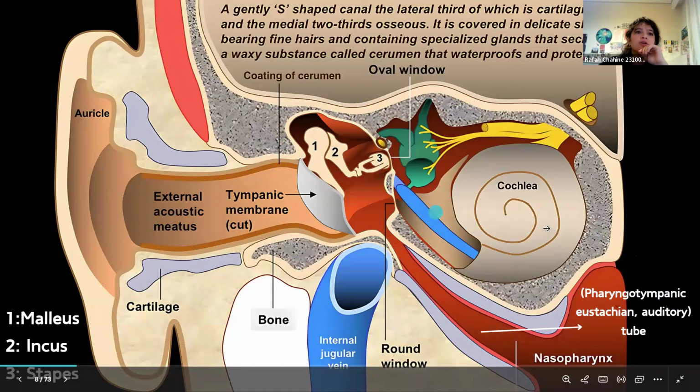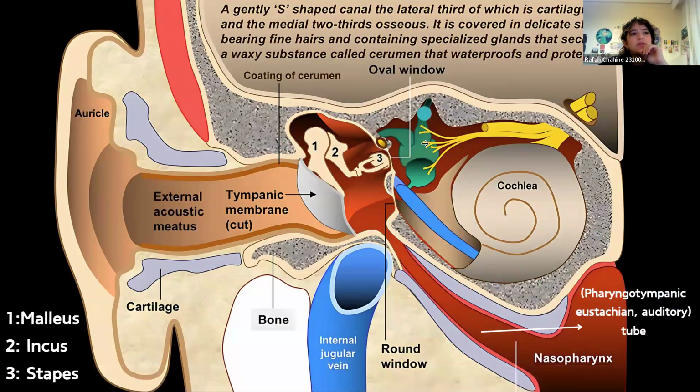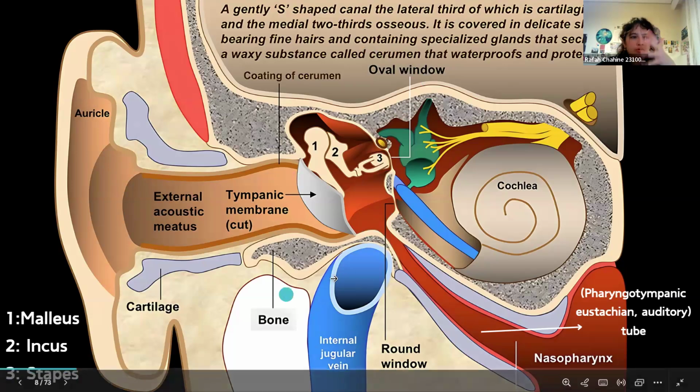And then after that, we have the inner ear, which contains the cochlea. And then we have the vestibular apparatus. That includes the utricle, the saccule, the semicircular canals, and we're going to get into all of that. And then we have the nerves. And this brown lining over here is the coating of the cerumen. And we're going to talk about what the oval window and the round window are later on.